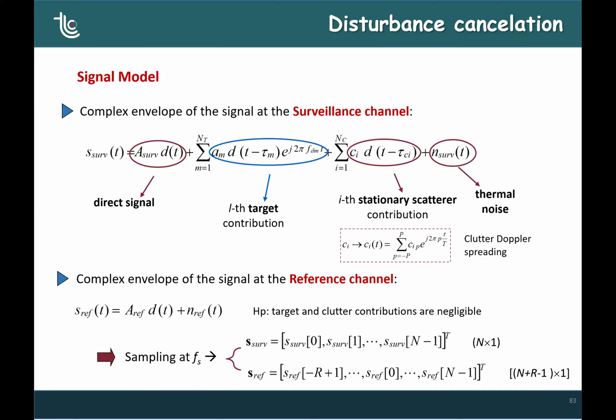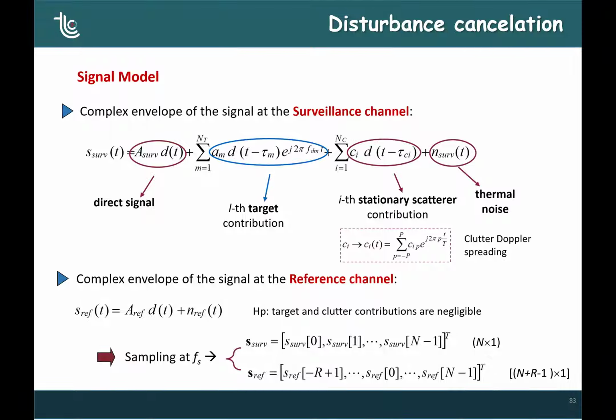Now, let's see how we can cancel the disturbance. So how can we clean in some way the surveillance channel in order to detect the target? So let's see the model of the surveillance channel. In the surveillance channel, we have, first of all, the targets. So the second contribution is the sum between 1 and NT. So we have NT targets that are illuminated.